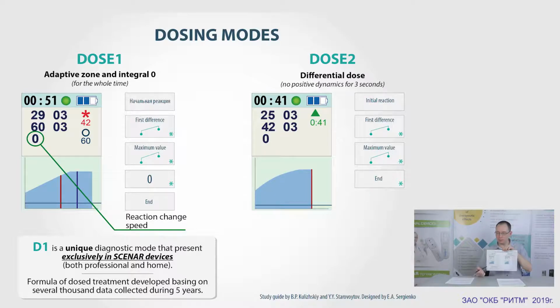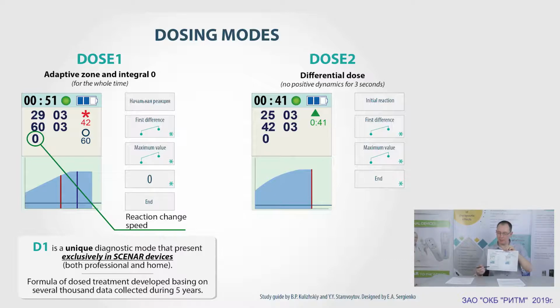There is a graph at the bottom of the screen, on which we can see how the reaction was changed. In this case, the initial reaction is the lowest point. And here we can see how it grows up. Under the reaction value, we can see the parameter which is called the reaction change speed. This parameter indicates the quality of a dialogue, or in other words, the speed of interaction between the device and the human body.